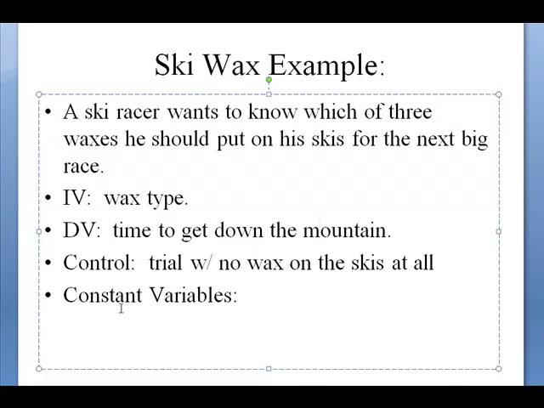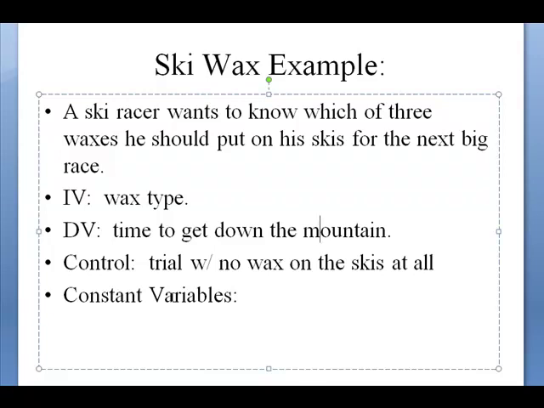And then finally, he's got to keep everything else the same. He's got to have all these other constant variables. So he might ski the same run on the mountain. He might ski it at the same time of the day, in the same weather conditions. He might use the same exact skis. He might run the test so it's the same skier. If he did it with wax A and his friend did it with wax B and his friend got down first, it might be because his friend's a better skier, not because wax B is better than wax A.